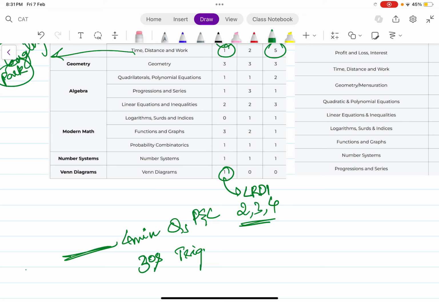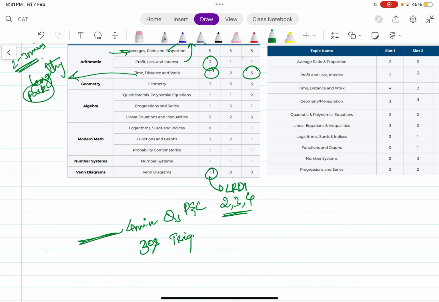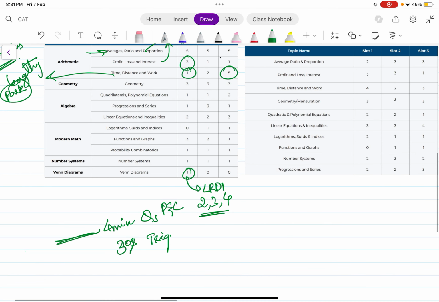Basically, CAT is not a test of your intelligence. It's a test of your strategy on how you're going to plan your time out, and how you're going to manage this time to solve the highest number of problems with the highest accuracy. So speed versus accuracy is what is being checked in CAT.